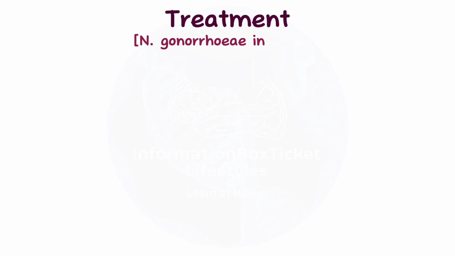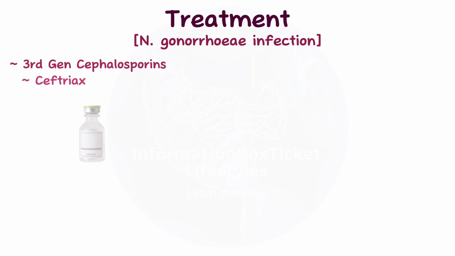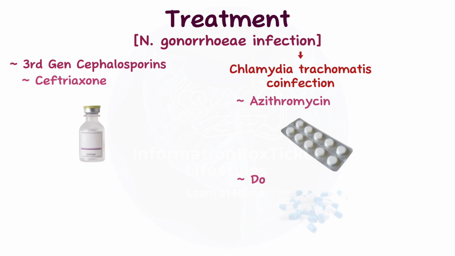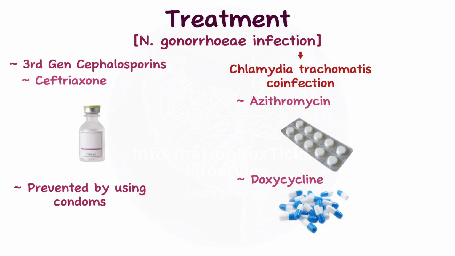Treatment for gonorrhoeae infections involves third-generation cephalosporins, typically ceftriaxone. However, gonococcal infections are often found to be associated with Chlamydia trachomatis co-infection. Therefore, azithromycin or doxycycline is usually administered alongside ceftriaxone to also treat chlamydia. Finally, since gonorrhea is a sexually transmitted infection, it can be prevented by using condoms during sexual activity.